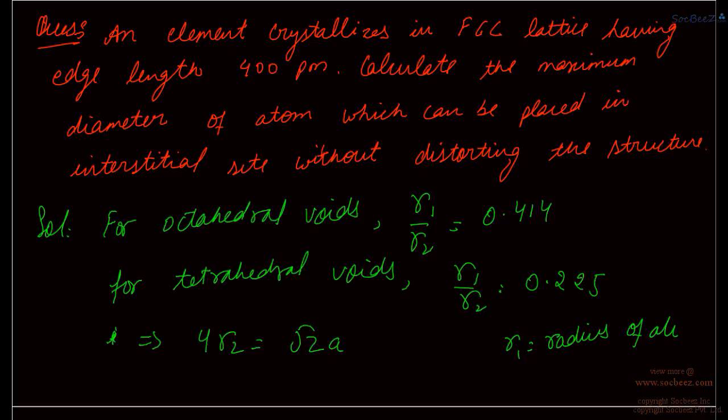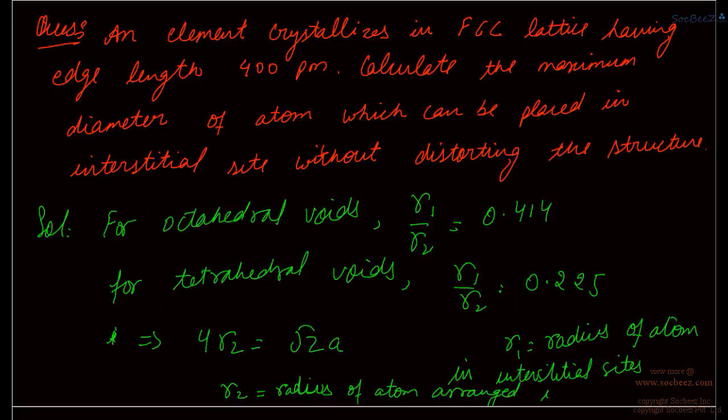where, or if you should write it, R1 equals radius of atom in interstitial sites, and R2 equals radius of atom arranged in FCC.